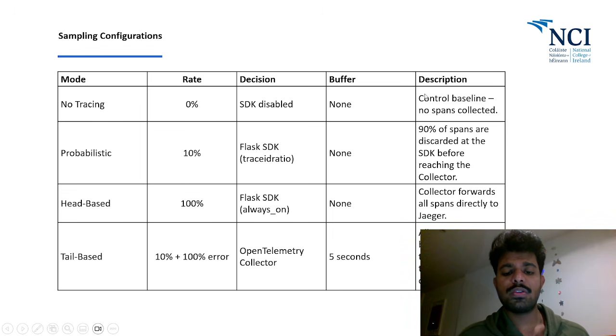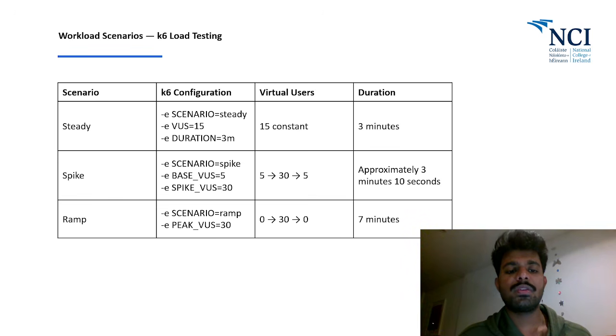All the requests wait 5 seconds in the tail-based system, and after the 5 seconds the OpenTelemetry collector can decide: if there is any error in the system, 100% of the error requests are traceable, and if the request is a success, only 10% is traceable and the other 90% is simply discarded. And these are the workload scenarios.